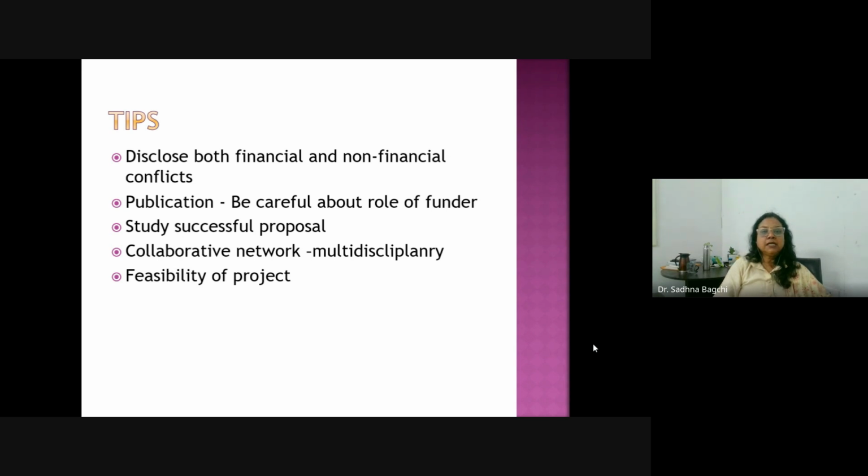Study successful proposals that have already been submitted by researchers. For collaborative networks, multidisciplinary work is always accepted everywhere. So naturally you must collaborate on the proposal, and your team should be very versatile, with multidisciplinary team members from different disciplines.